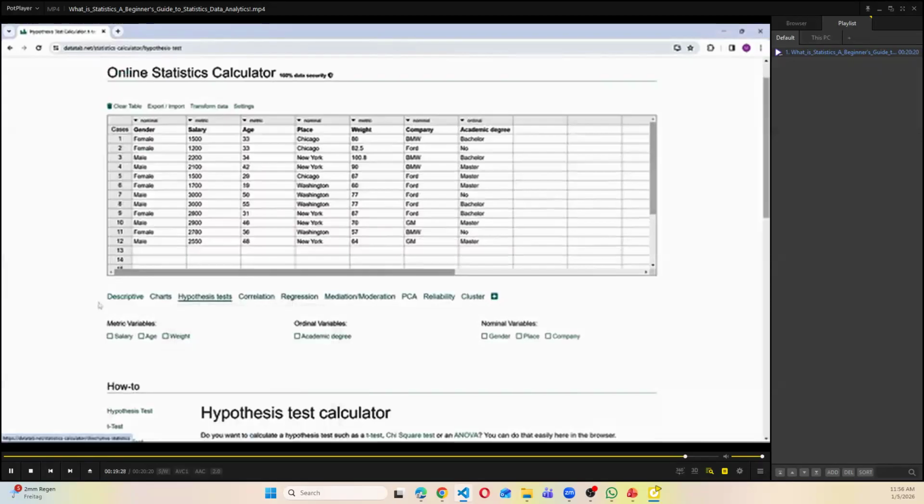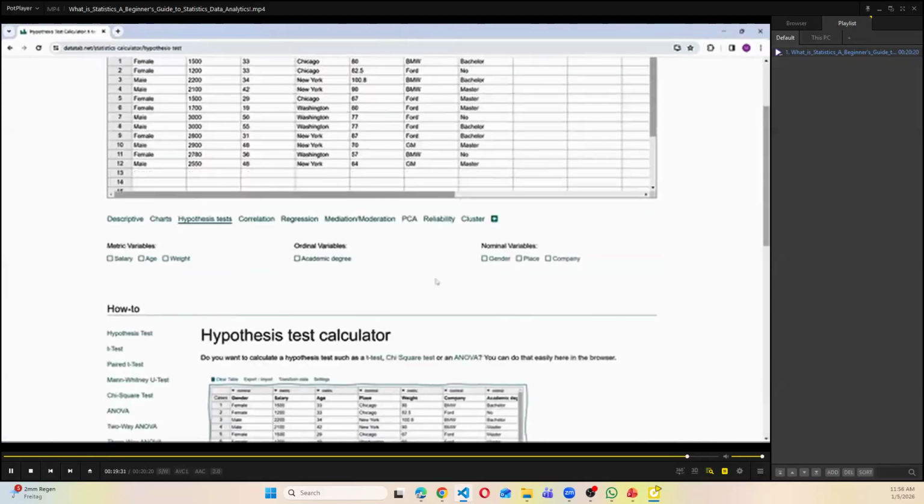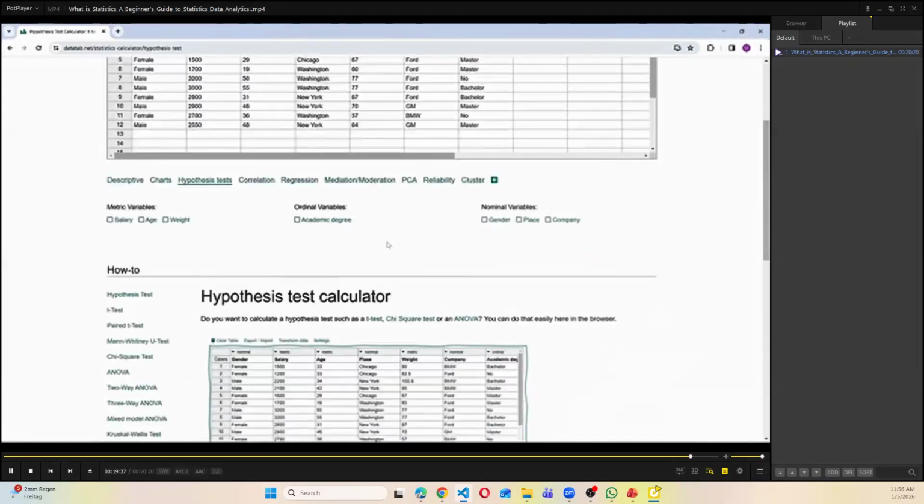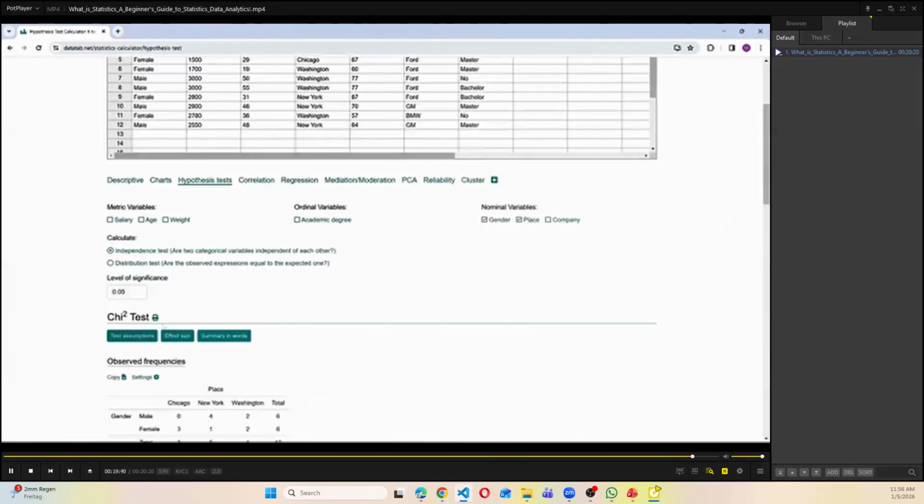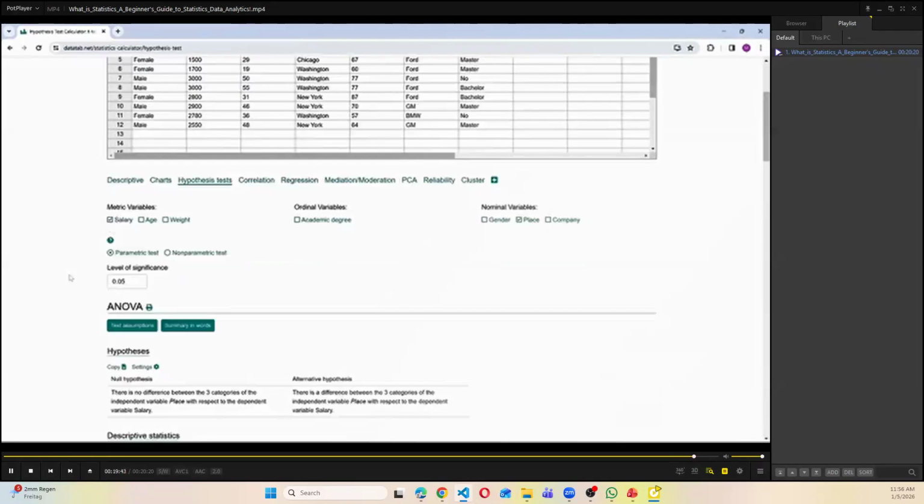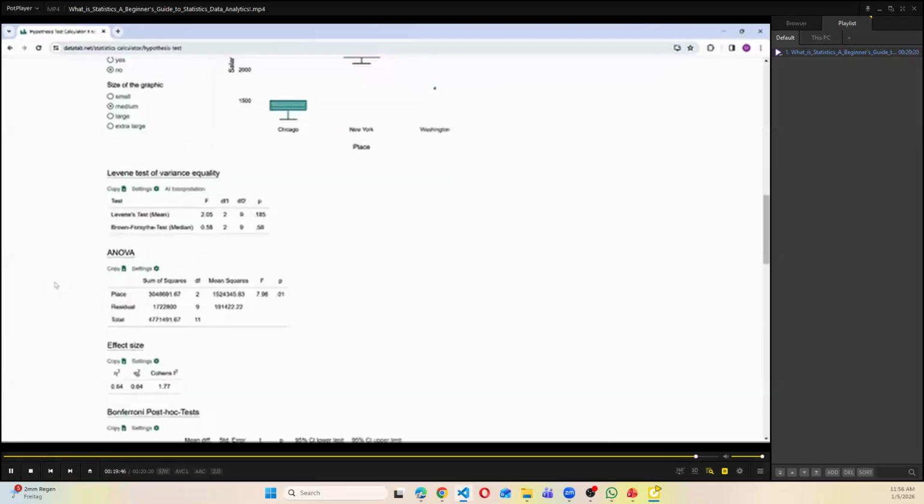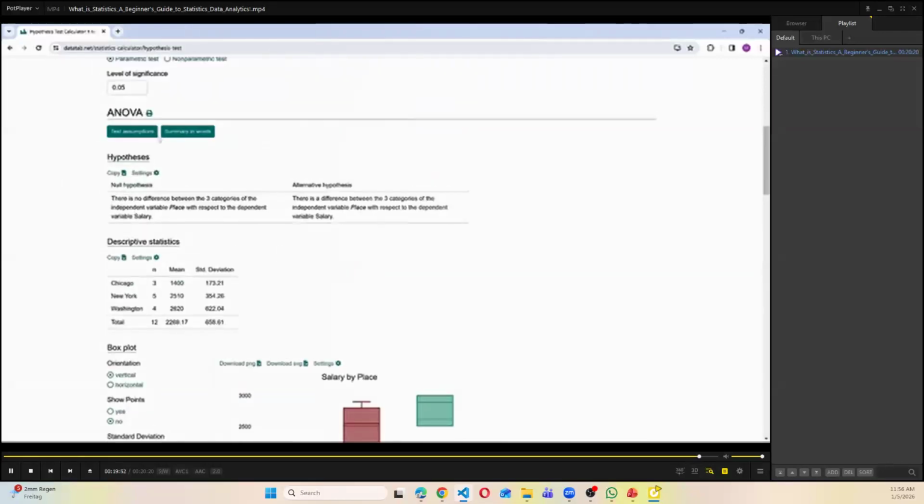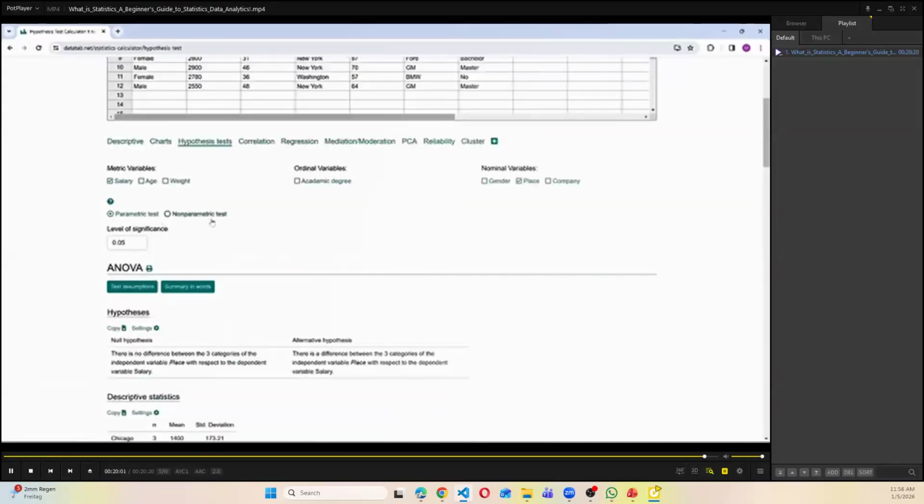Now we just click on Hypothesis Testing and select the variables we want to use for the calculation of the hypothesis test. DataTab will then suggest a suitable test. For example, in this case, a chi-square test, or in that case, an analysis of variance. Then you will see the hypotheses and the results. If you're not sure how to interpret the results, click on Summary in Words. Further, you can check the assumptions and decide whether you want to calculate a parametric or a non-parametric test. You can find out the difference between parametric and non-parametric tests in my next video.